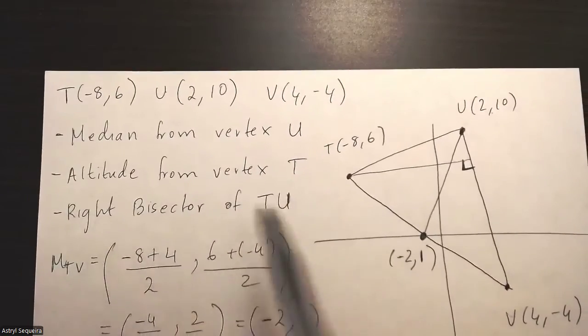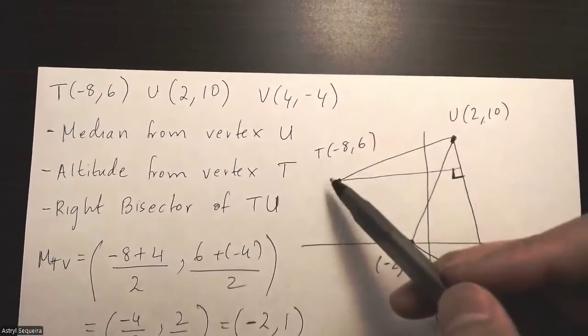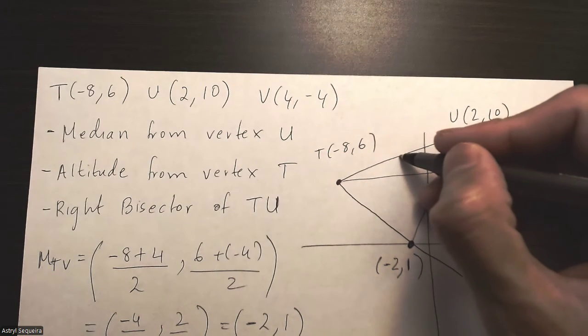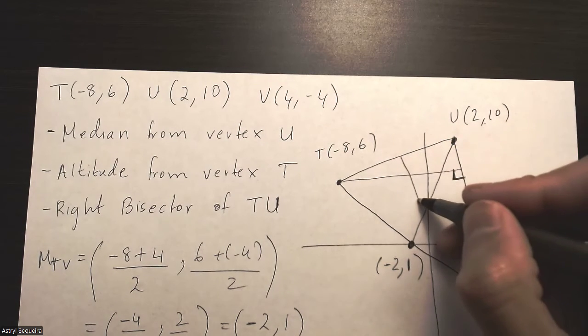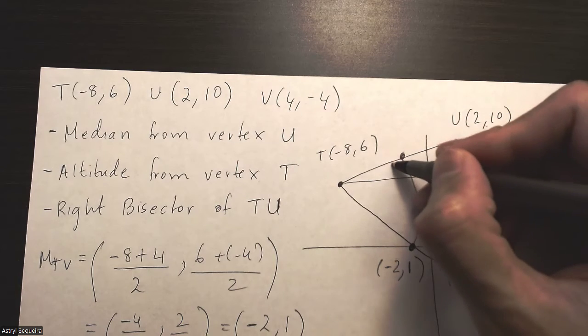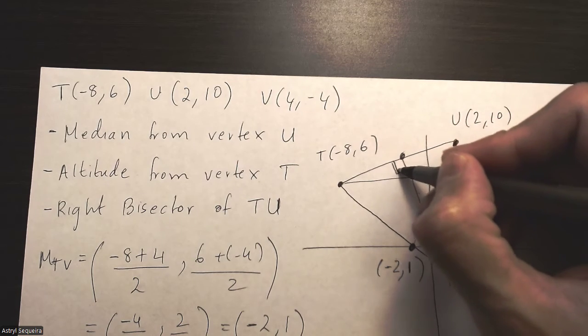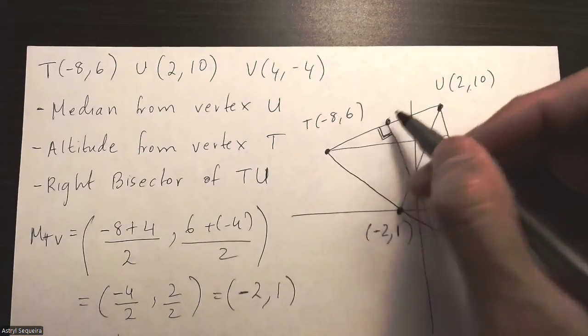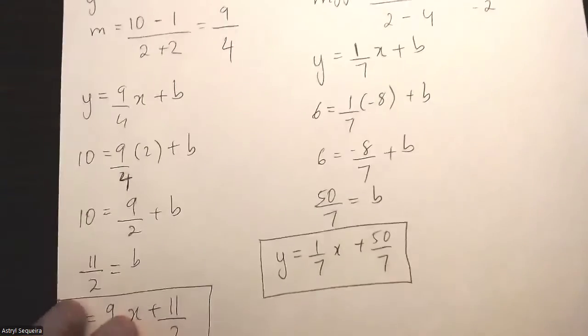Finally, let's go to the right bisector of TU. So TU is right there. The right bisector is just going to bisect directly in the middle of this. That's a midpoint right there. And it's also going to be 90 degrees. So the first thing I'll do is find the midpoint over there.